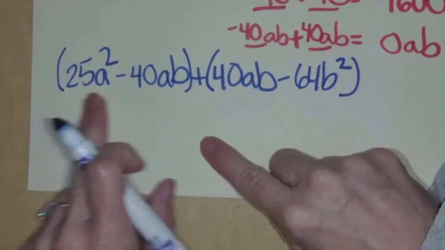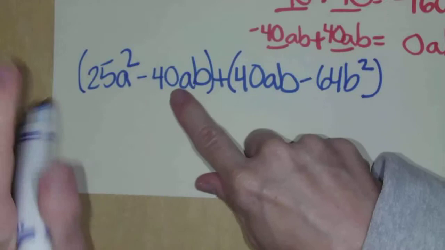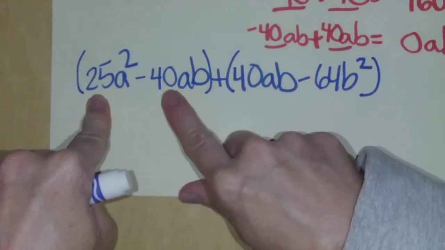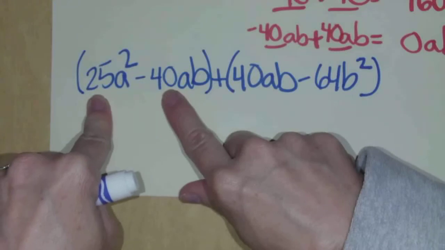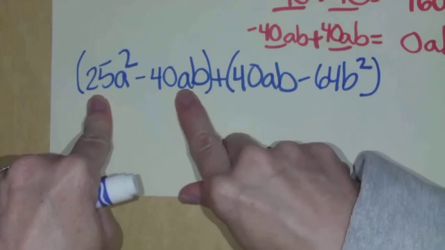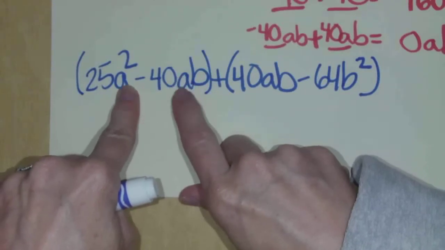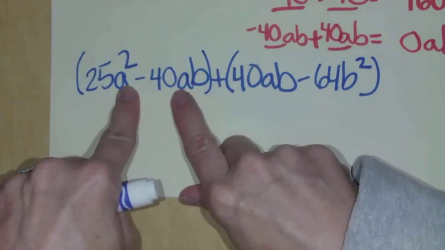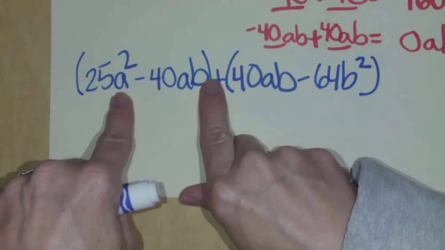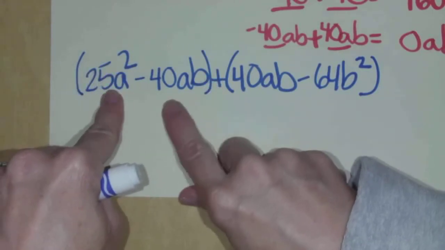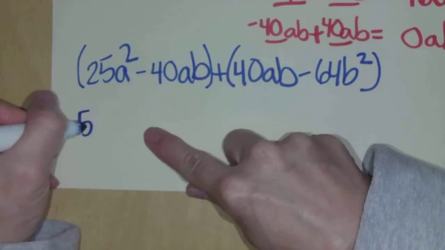Okay, GCF. Well, this is more of an interesting GCF here. The biggest number that goes into 25 and 40 would have to be 5. And the fewest exponents, if you compare these two A's, the fewest would be just 1A. And if I compare B's, the fewest would be none, because this term has no B's. So I'm going to go with a GCF of 5A.